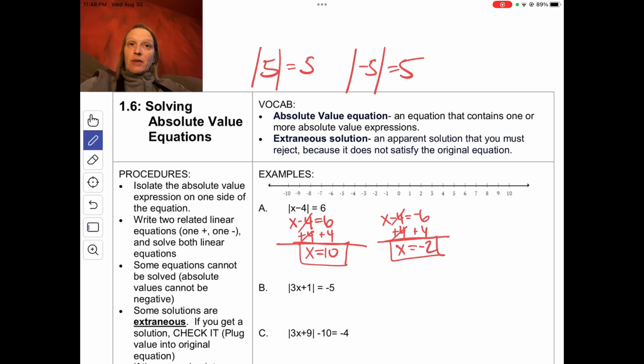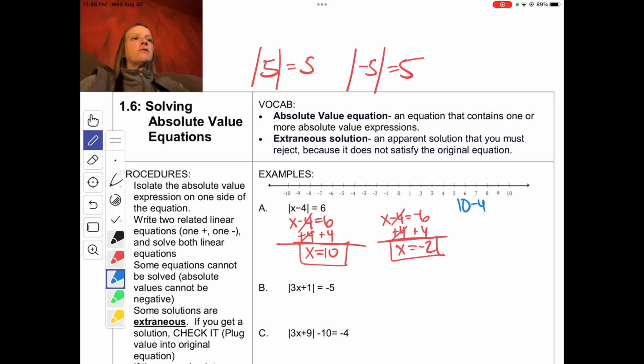When you're dealing with absolute value equations, it is extremely important that you do check your answers. It is possible to come up with an extraneous solution, which is a solution that appears correct when you do this procedure that we've just done here, but then when you go back and plug it in later, it doesn't actually satisfy the equation. And we'll see some examples of that today. But in the meantime, let's check our answers.